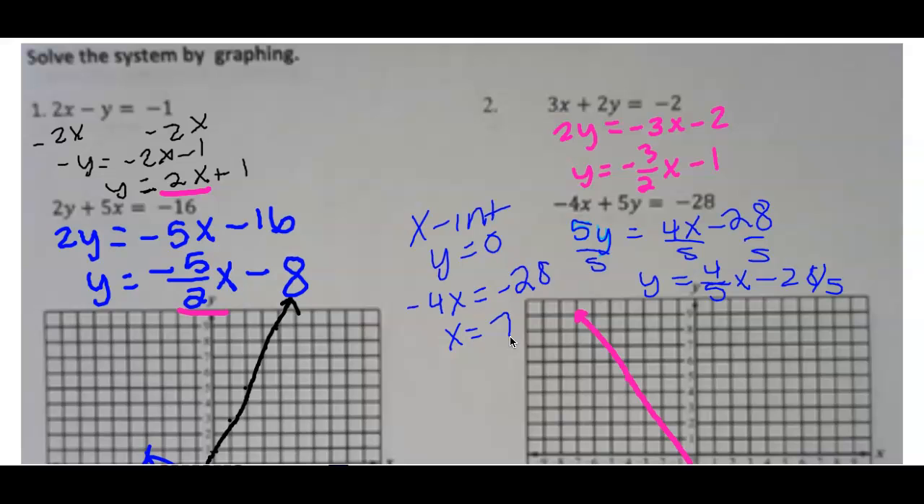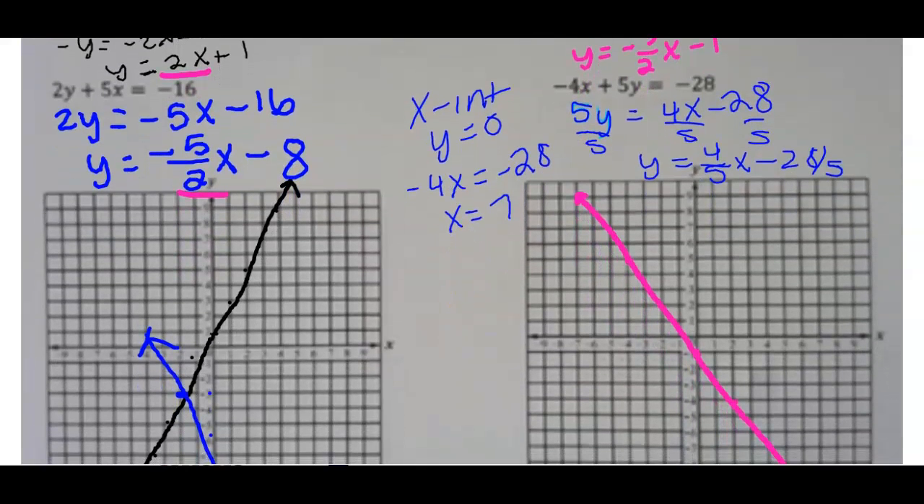Now, what does that mean? That means that when this graph hits the x-axis, it's at 7. Because this is the x-intercept. The x-intercept is the point on the x-axis.